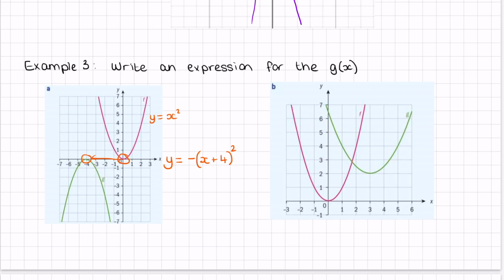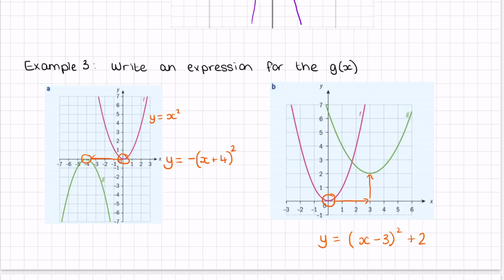With b, first of all, let's start with our origin. It hasn't been reflected, which is good, so there's going to be no negatives out the front. But we can see our origin here has gone across to 3 and then up by 2. So we know we're definitely going to have in here an x minus 3, all squared, and we're going to have a plus 2 at the end. Now we just need to work out if there's been a stretch.